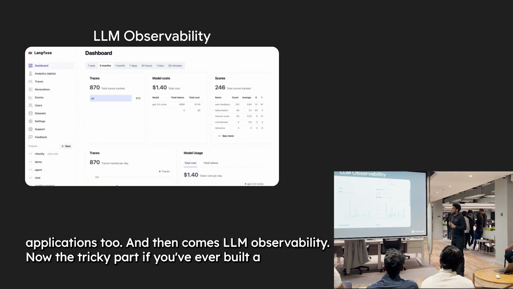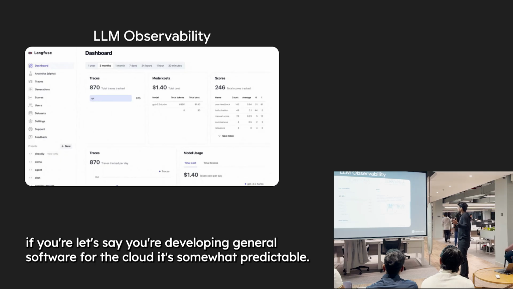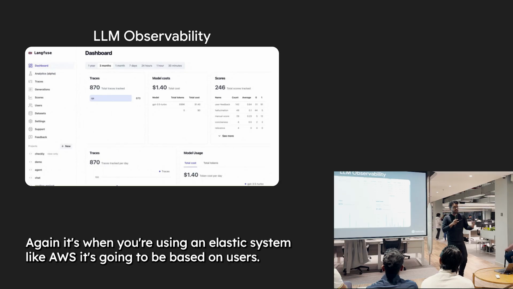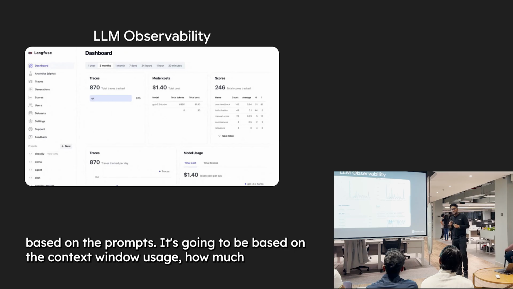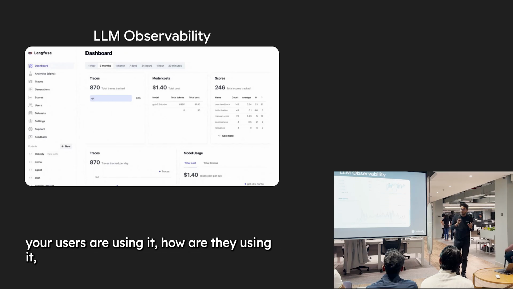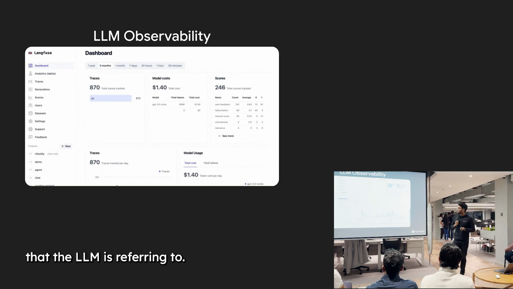And then comes LLM observability. Now, the tricky part, if you've ever built a LLM system, is when your customer asks, how much is it going to cost me? Right? On a normal scale, if you're developing general software for the cloud, it's somewhat predictable. If you're using an elastic system like AWS, it's going to be based on users. But if you're building LLM systems, it's going to be based on the prompts, it's going to be based on the context window usage, how much your users are using it, how are they using it, even if your user base stays the same, or what type of data is being updated that the LLM is referring to.